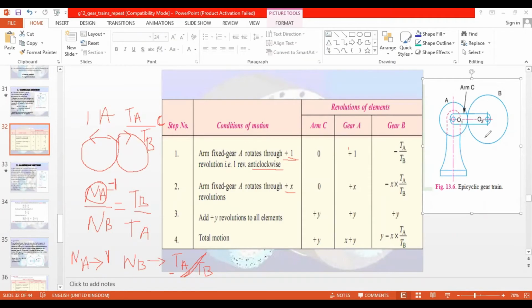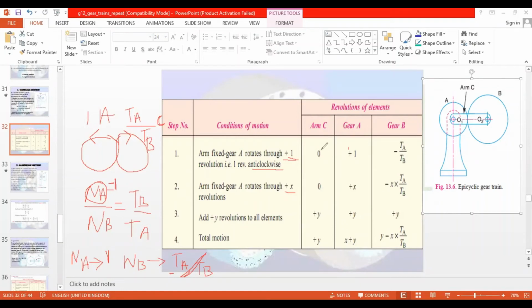If you carefully observe, in the row arm fixed, gear A and gear B are moving. Here the arm is also moving. We stop the arm, and on this row the arm is also moving, which means A is moving, B is moving, the arm is also moving. So now everything is moving, and I will add plus Y to all 3 columns. At the end, we are going to have the total of this.